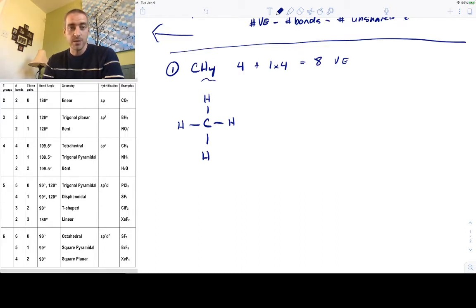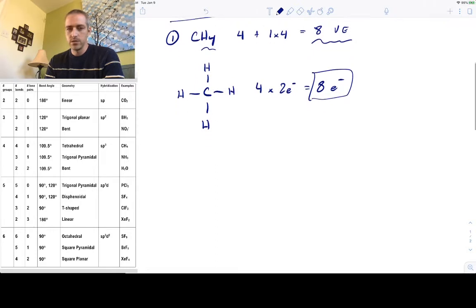Each single bond is a pair of electrons, so each counts as 2. We have 4 single bonds, so the 4 single bonds times 2 electrons per single bond is 8 electrons that we've used up. If you look at the result from step 1, we only had 8 valence electrons to begin with, so we used all of them, all 8, to make those 4 single bonds in methane. So that means we have no additional electrons. We can't do the next step. We can't do anything beyond this.